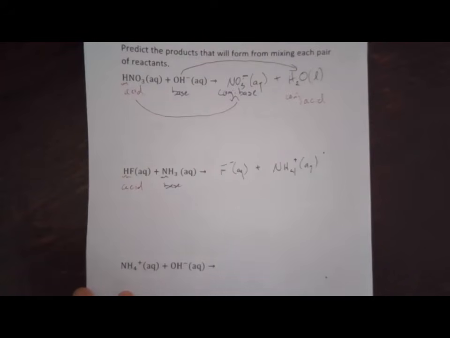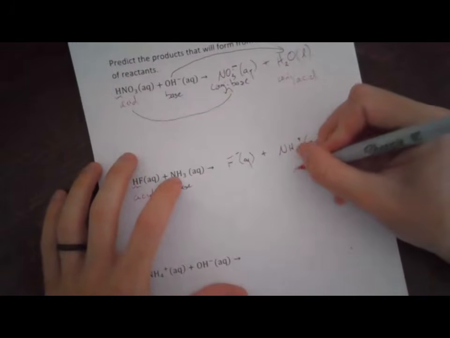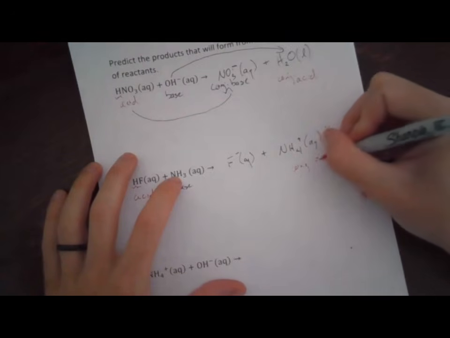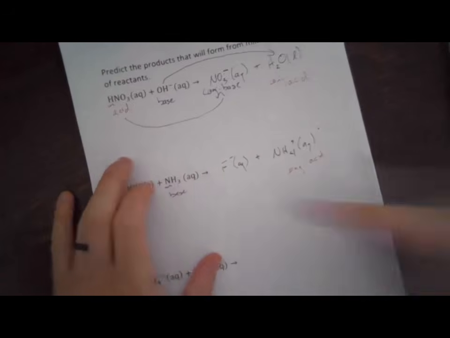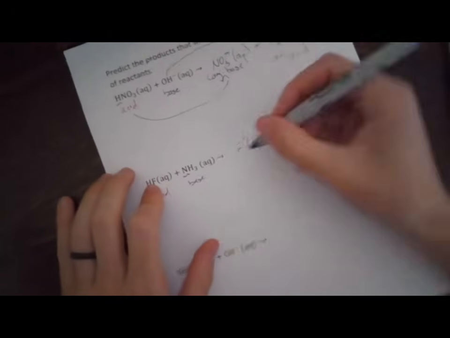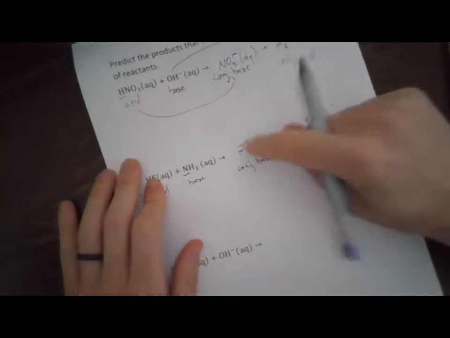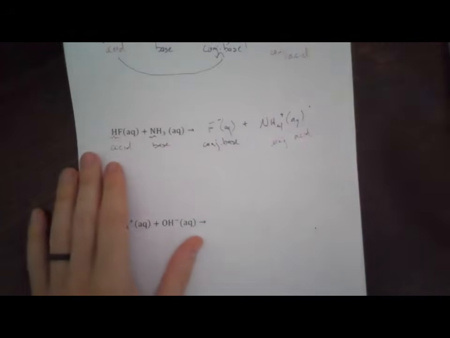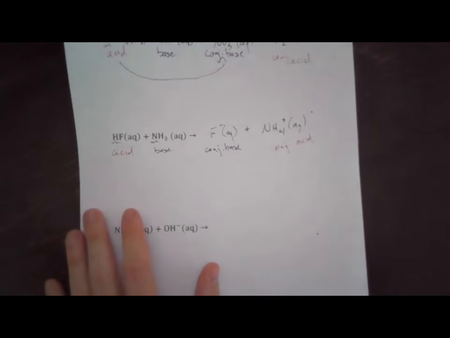One of the things we can do to check is that NH3 becoming NH4 plus is the conjugate acid. So that's a good sign. And F minus, since it came from the acid, is the conjugate base, which is a good sign, because F minus cannot have hydrogen to donate, so it needs to be a base. So we would call that our conjugate base.